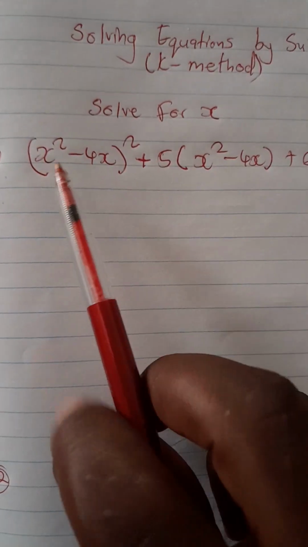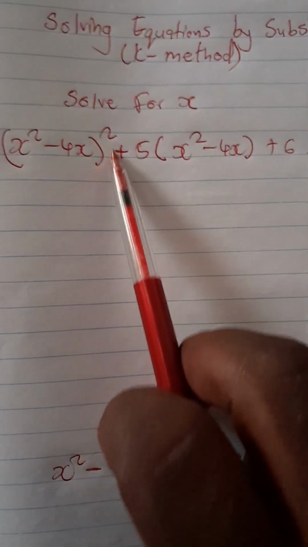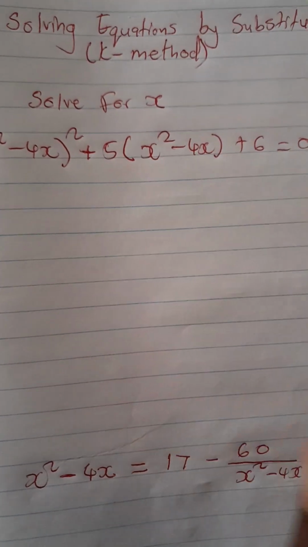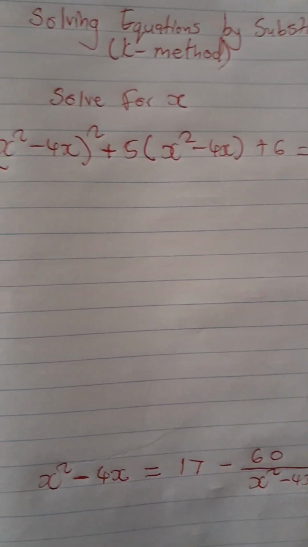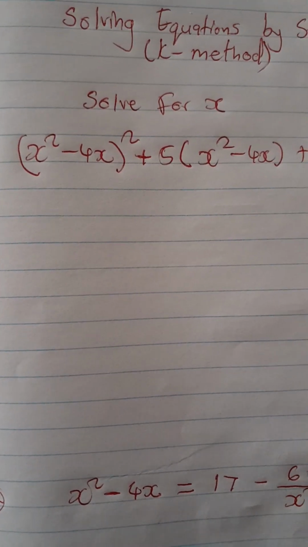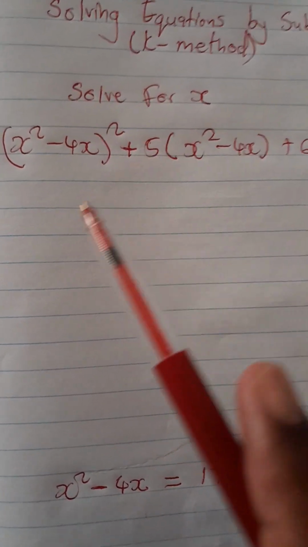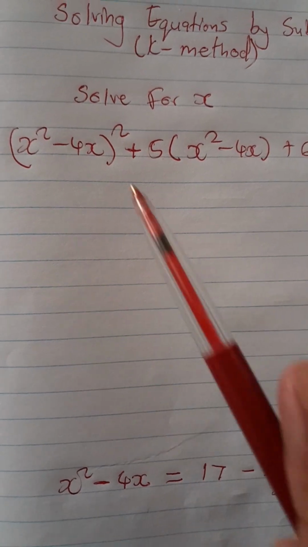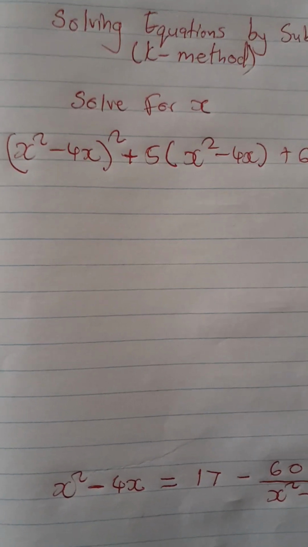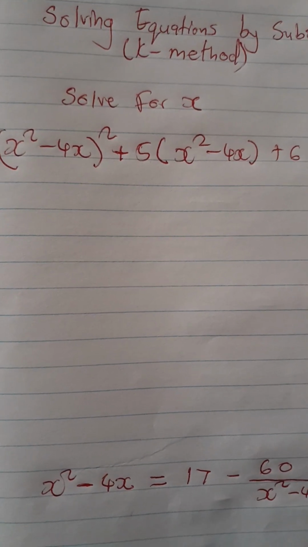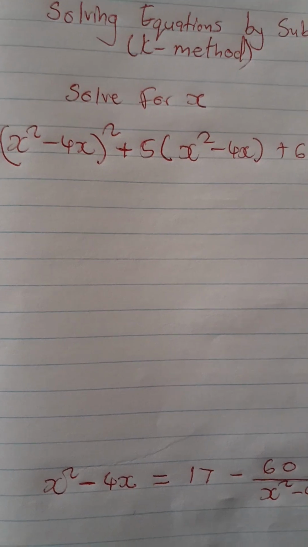The first equation we're given is (x squared minus 4x) squared plus 5 times (x squared minus 4x) plus 6 equated to 0. When you try to attempt this by using the FOIL method, when we square this, we'll get a 4th degree equation. It's hard to work with a 4th degree equation, but the easiest way is to use the K method.